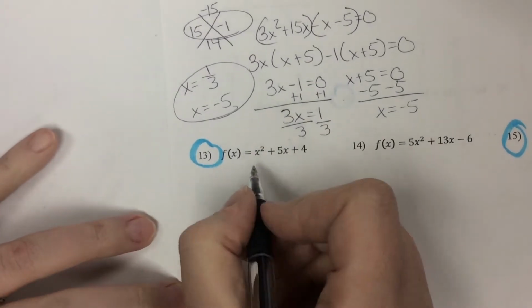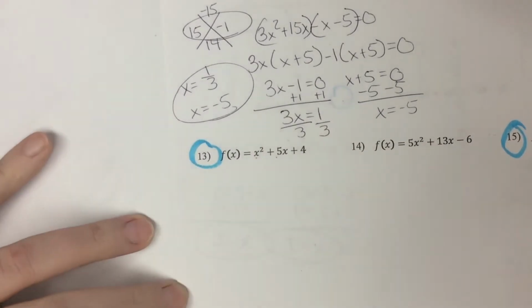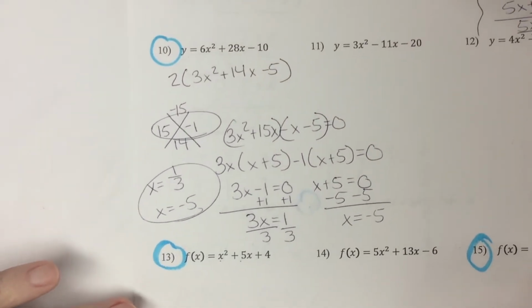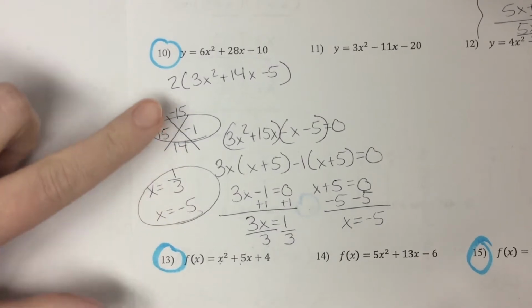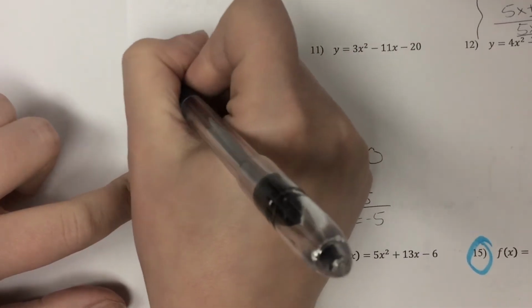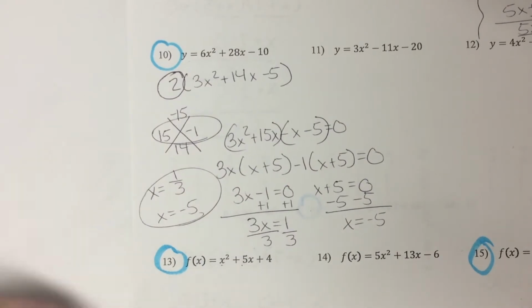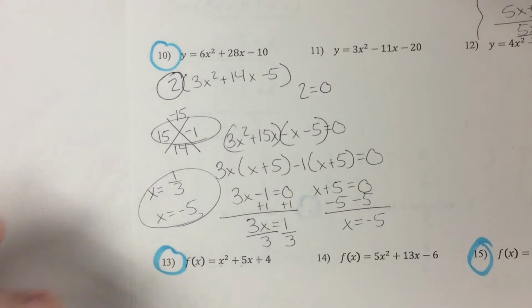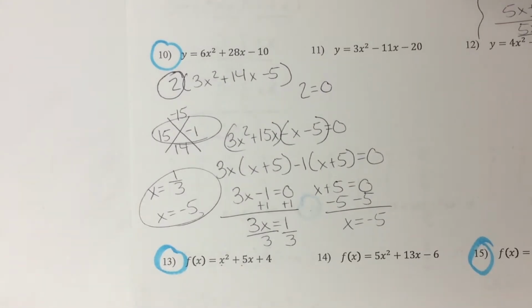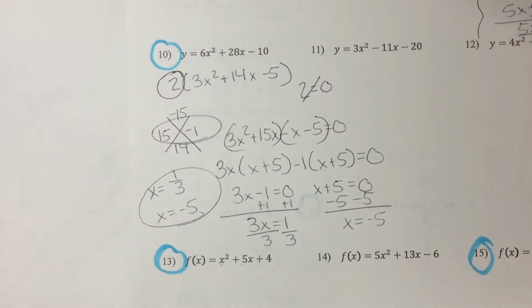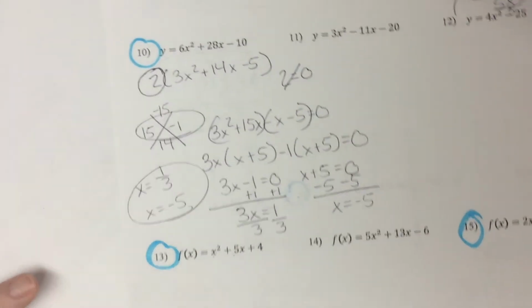Number 13, x squared plus 5x plus 4. Oh, hey, wait a second, I just realized something. Let's go back up. Remember what I told you to not forget about? I just forgot about it. So you also have a 2 equals 0, because that is a factor, but that's not true anyway, so no worries. Doesn't even need to be part of your answer.